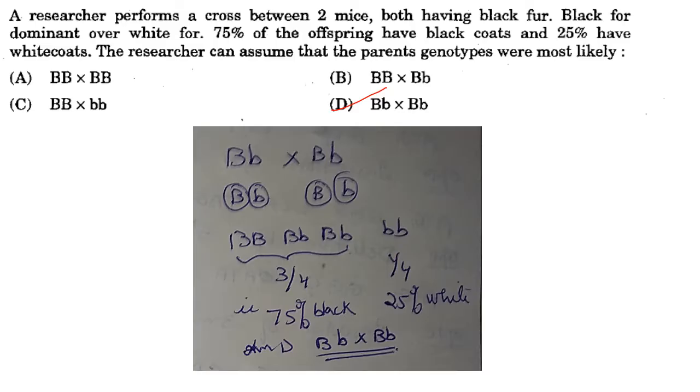Next one. A researcher performs a cross between two mice, both having black fur. Black fur is dominant over white fur. 75% of the offspring have black coats and 25% have white coats. The researcher can assume that the parents' genotype is more likely Bb into Bb. So you will get these gametes, and if you cross you will get 3/4, that is 75% black and 25% white. So answer is option D, capital B small b into capital B small b.